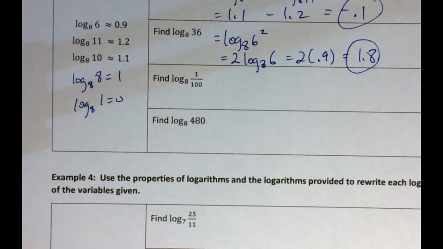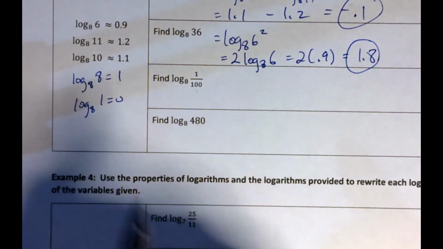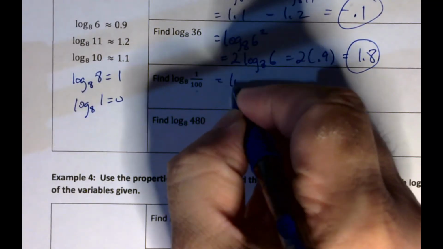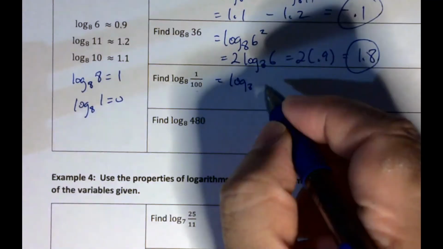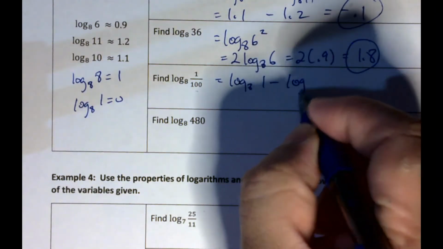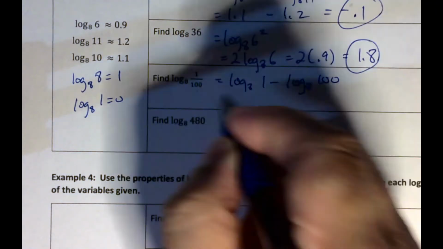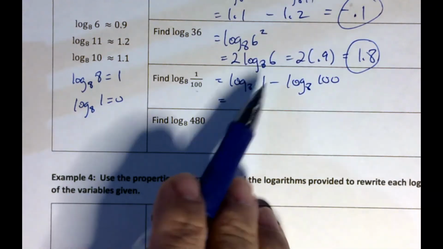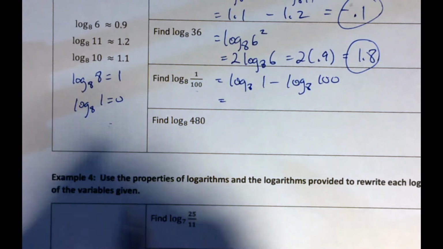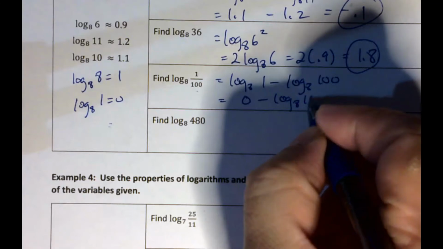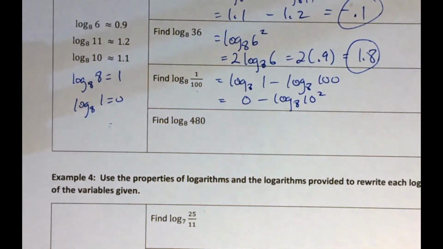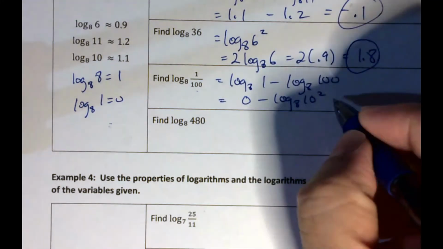All right. Next example, log base 8 of 1 over 100. 100 is 10 squared. So first, let's do the quotient rule: log base 8 of 1 minus log base 8 of 100. We know log base 8 of 1 is 0, so we just write 0. Log base 8 of 100 is log base 8 of 10 squared, since 100 is 10 squared. So I'm going to go ahead and drop the 0.